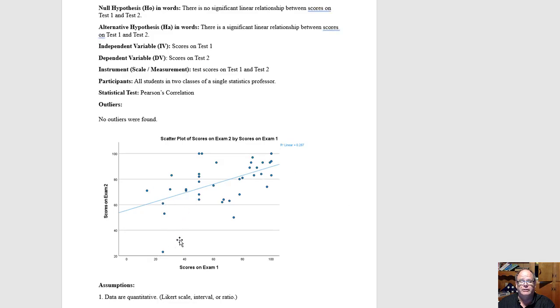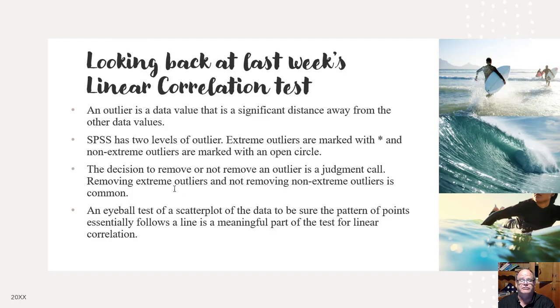Again, in the case of a scatter plot like this, many times SPSS just doesn't pick them up. The decision to remove or not remove an outlier is a judgment call, all right? Removing extreme outliers and not removing non-extreme outliers is pretty common.